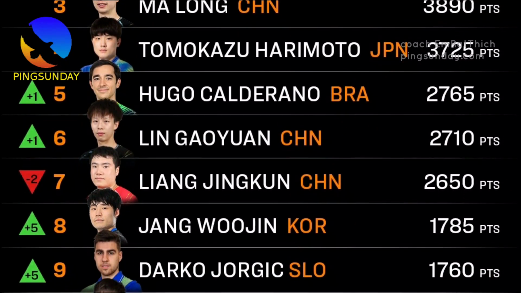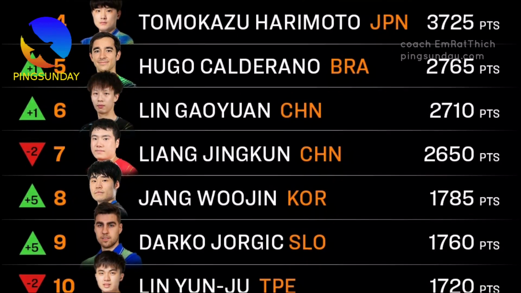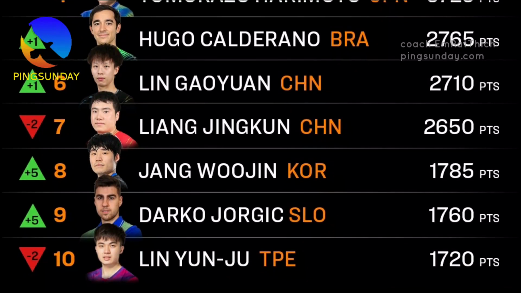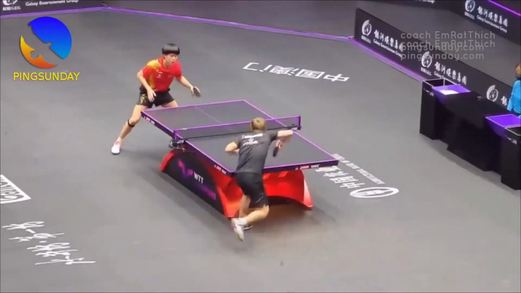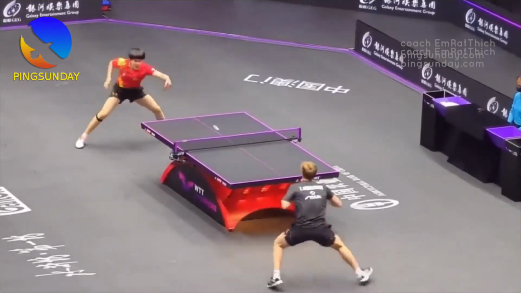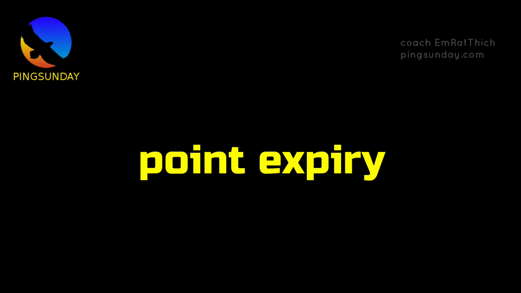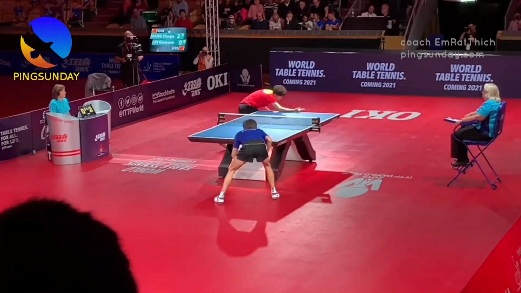In the case of Wang Chuqin and Fan Zhendong, their recent performances played a crucial role in their rankings. While Fan Zhendong had been the previous world number 1, he lost 2,000 points due to point expiry, whereas Wang Chuqin only dropped 245 points.